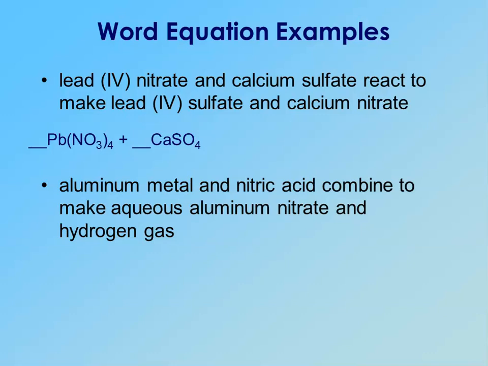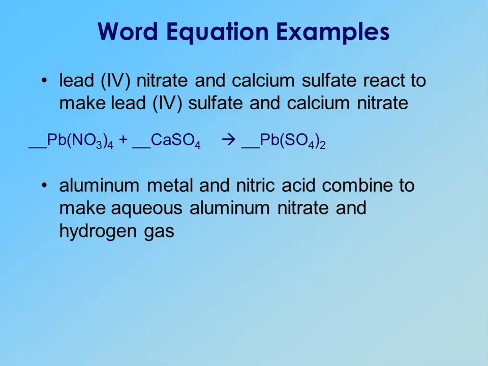And now I have lead 4 again, and this time it's with sulfate. Well, lead is 4+, and we said sulfate is 2-, so I would actually need 2 of the sulfates to balance out 1 lead IV. Pb(SO4)2.